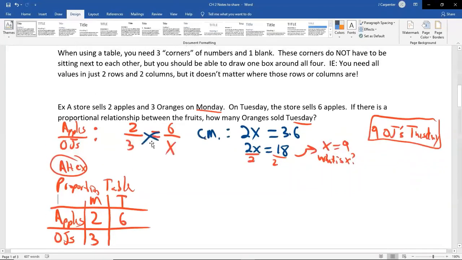Let me pull back. There we go. So this is a proportion table. This is how it could have been set up as well. Same exact numbers, same exact answer, just a different setup. When using a table, you need 3 corners of numbers in one blank.